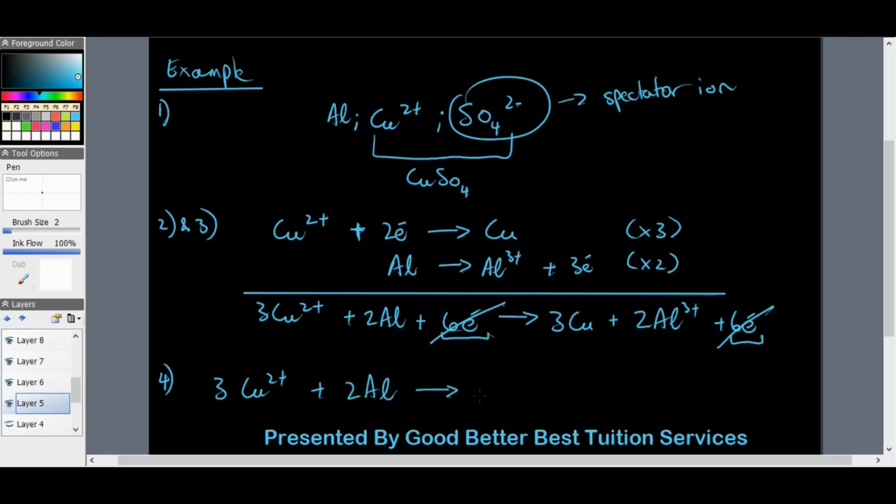On the left hand side, that tends to 3Cu, which is copper, plus 2Al3+. This is what is known as a net ionic equation, and we do not include the spectator ion. We do not include it because it's not part of the net ionic equation for this redox reaction, because redox only occurs between the copper and the aluminium and not with the sulfate. It's a spectator ion.